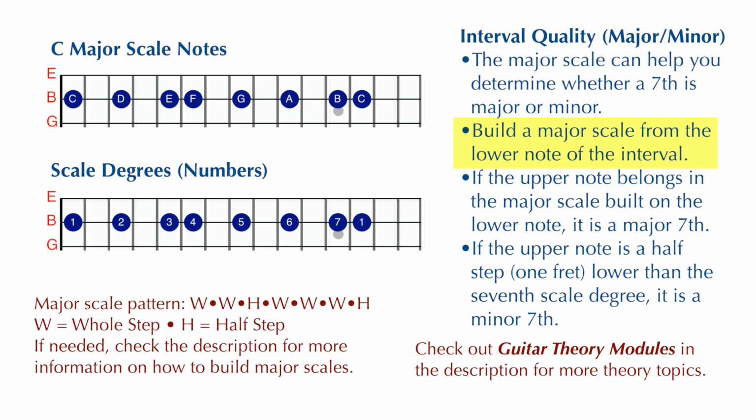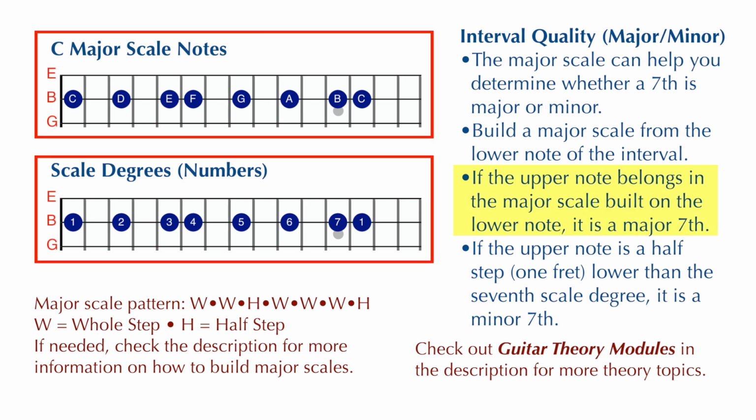To do that, build a major scale from the lower note of the interval. If the upper note, which you already know is a seventh higher, belongs in the scale, the interval is a major seventh. If that upper note is a 1/2 step lower than the seventh of that major scale, you have a minor seventh. For example, when you build a C major scale using the whole step, half step, whole, half pattern, you get C, D, E, F, G, A, B, and C.